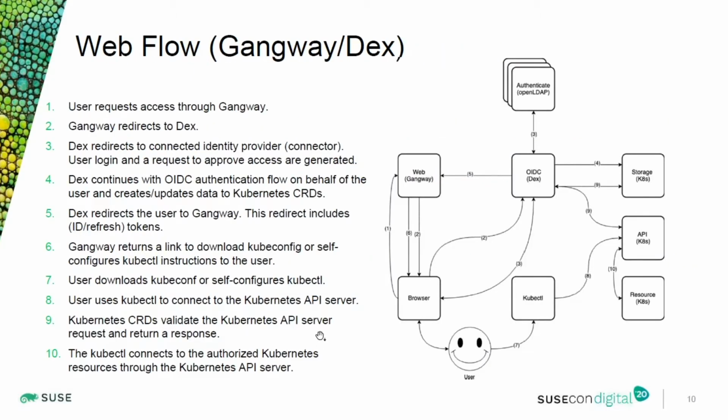In terms of flows, the user simply connects to the Gangway web application for the login. And thanks to Dex and the external identity provider integration, a kubeconfig configuration file is generated and provided back to the user, who uses it when using kubectl command lines.